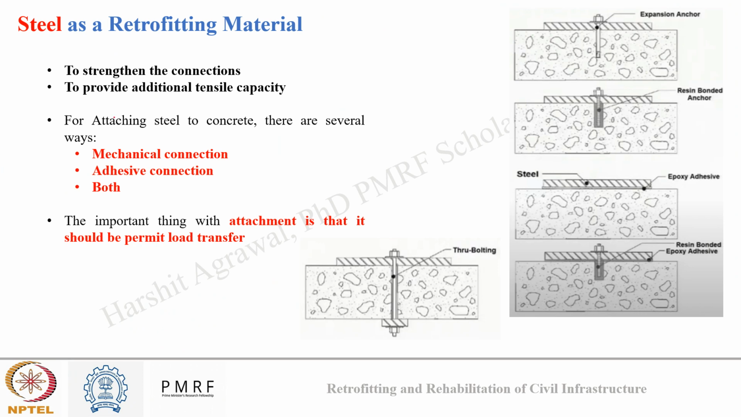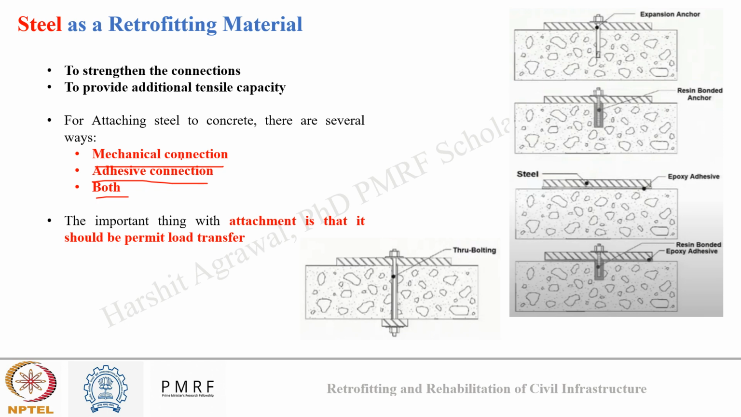Okay. So the important thing in all the cases is attaching the steel to the concrete, and that shall be done properly so that the load transfer is not affected. Thus, attaching steel to concrete is done in three ways: either through mechanical connection or adhesive connection, or both. So mechanical connection includes anchor bolting, and adhesive connection includes ways like epoxy resins. And sometimes we can go for a combination of both.